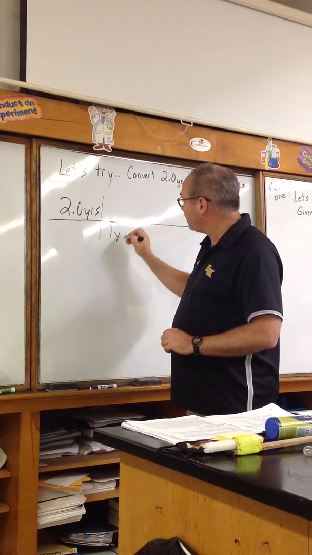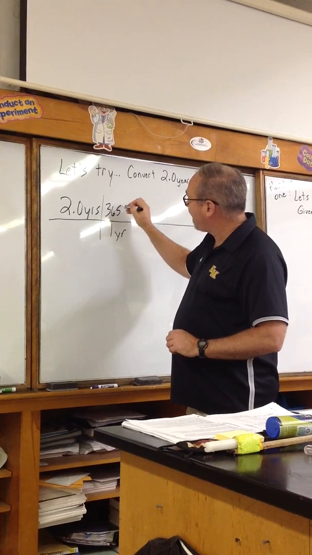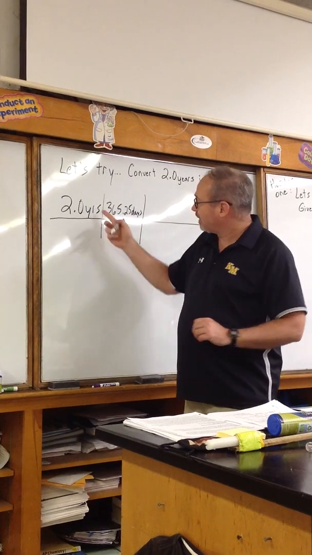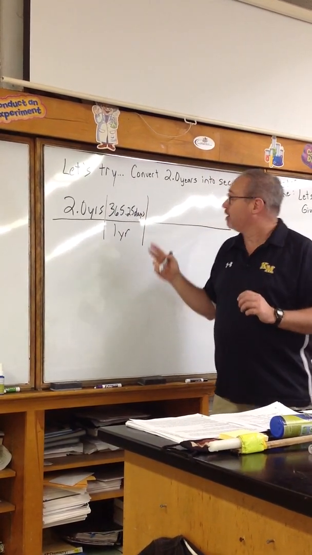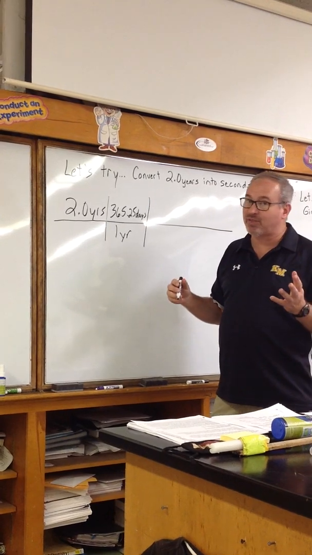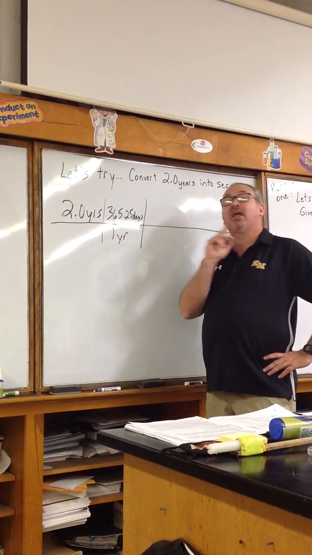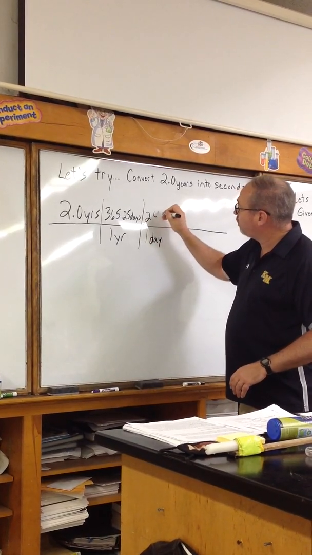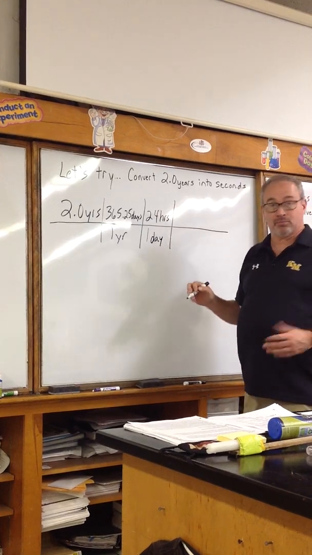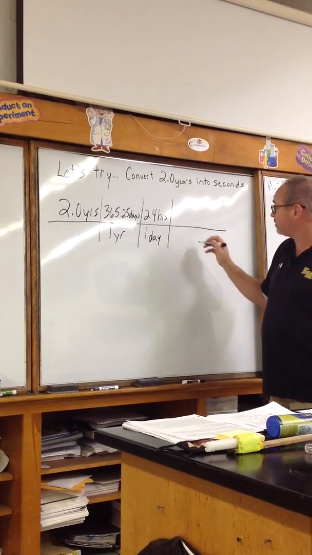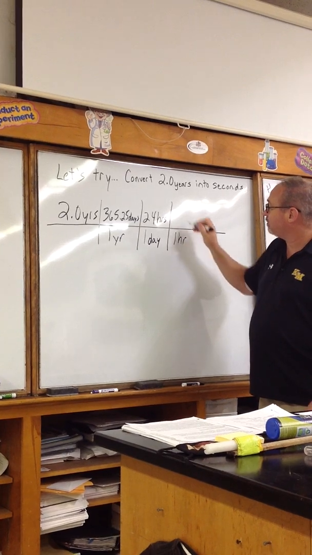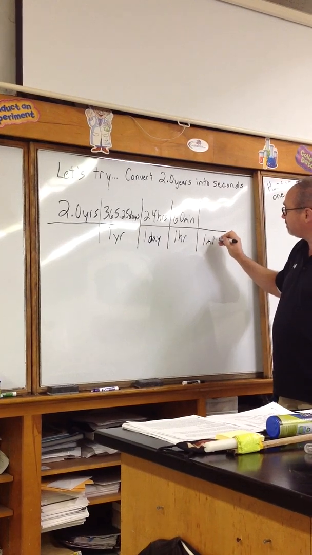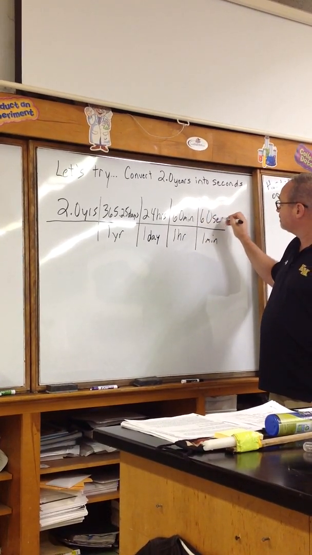So I know that in 1 year, there's 365.25 days. Okay, my units will cancel. Now I'm at days. Am I done? I'm going to seconds. I'm not there yet. What do I know about a day? 1 day is 24 hours. Everything would cancel. So what about hours? I know that in 1 hour, there's 60 minutes. And I'm going to keep going, that in 1 minute, there's 60 seconds.